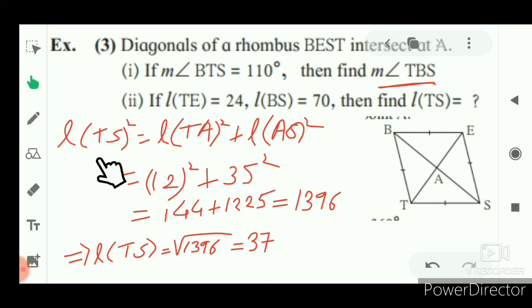Now we have to calculate the length of TS. By taking the square root, it will give 37 centimeters. So 37 centimeters is the length of the side TS.